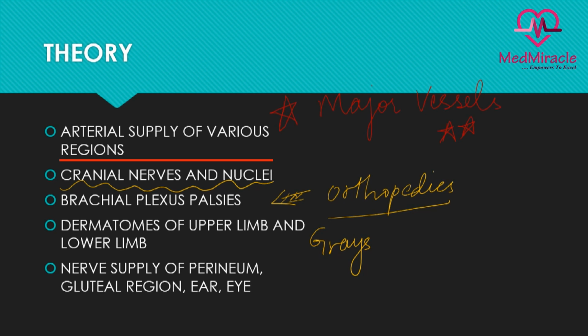Then we go to the nerve supply of perineum, gluteal region, ear and eye. I don't know why, but they specifically love the ear in AIIMS. Maybe the ENT department or the professor for anatomy who's involved with the structures of eye, ear, nose, throat is specifically making the questions. So the nerve supply of perineum, gluteal region, ear and eye are again very important and you should remember them. In general, the arterial supply and nervous supply of all the structures is very important, but when you come down to competition exams, these are the most important.